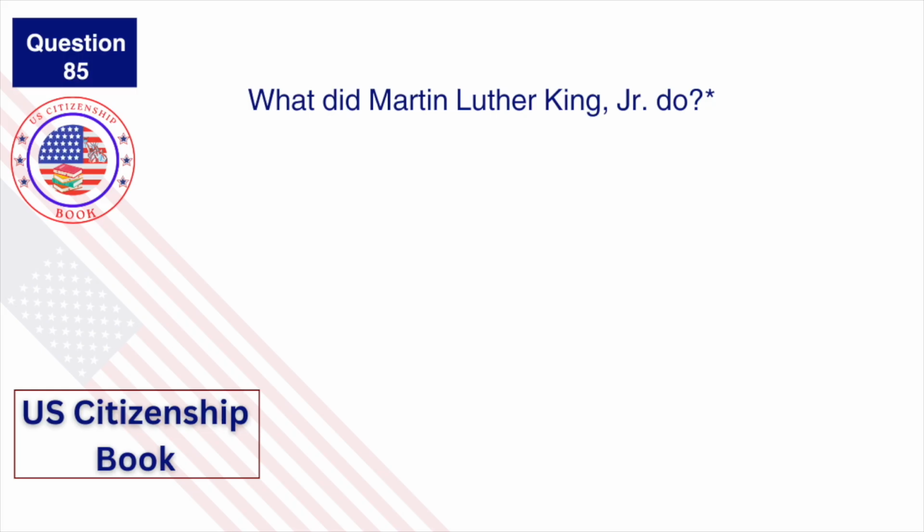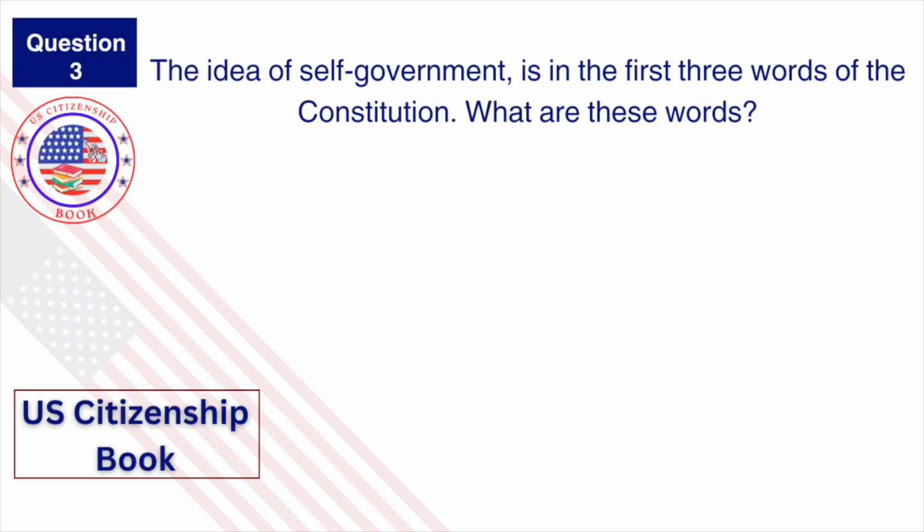What did Martin Luther King Jr. do? Fought for civil rights. The idea of self-government is in the first 3 words of the Constitution. What are these words? We the people.